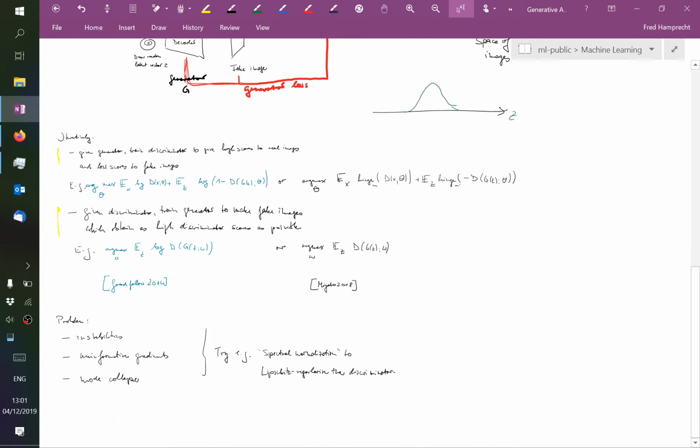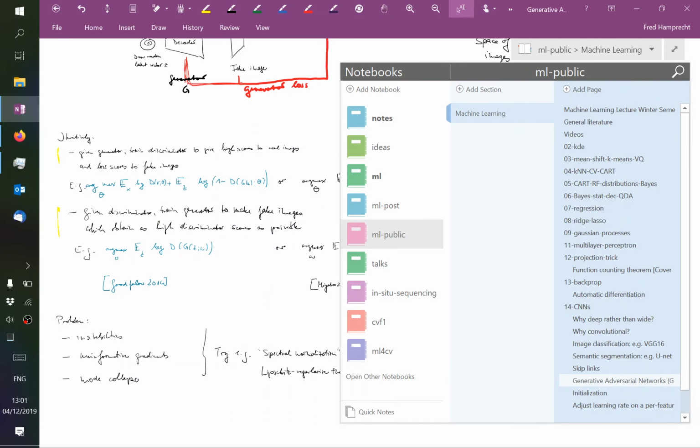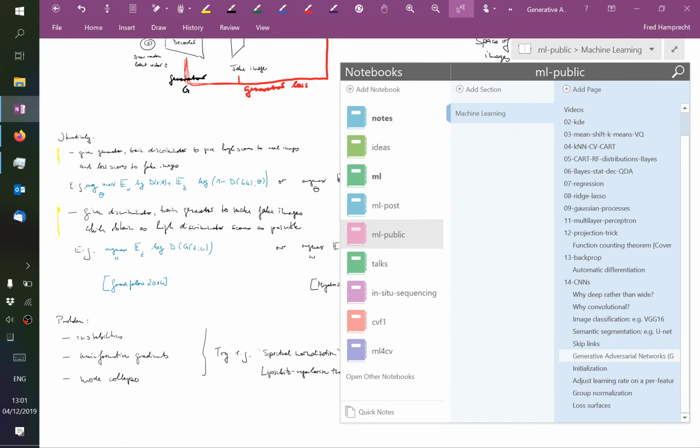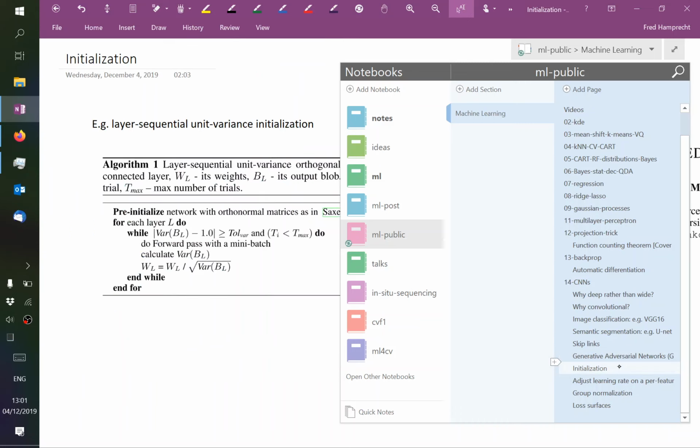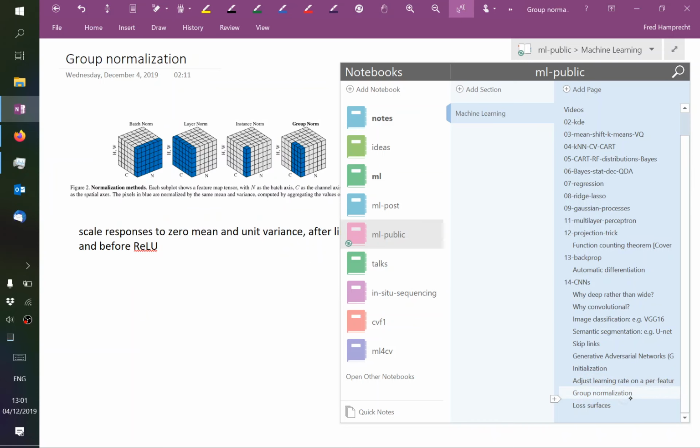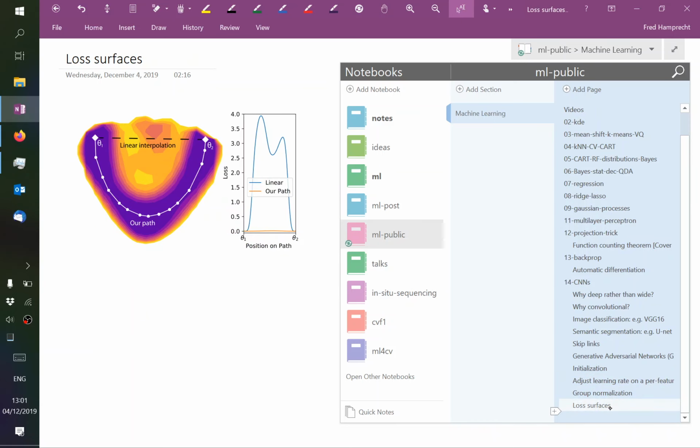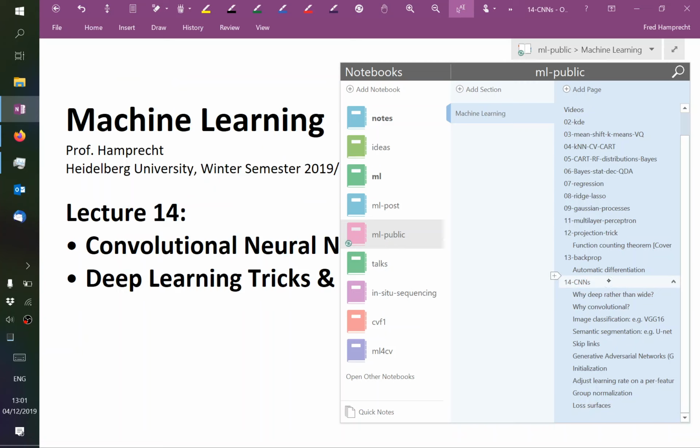Good. I would like to go on about the problems of GANs and where the community thinks they come from. But time is up, and I'm also not going to go into these other tweaks. You can have a look at them by yourself: how to initialize networks, how to adjust learning rates, what to do instead of batch normalization.